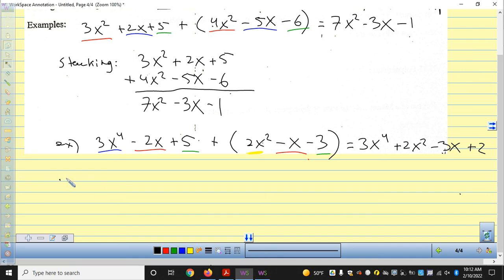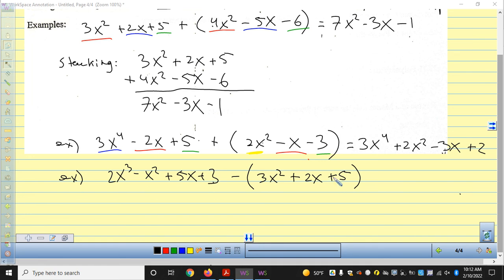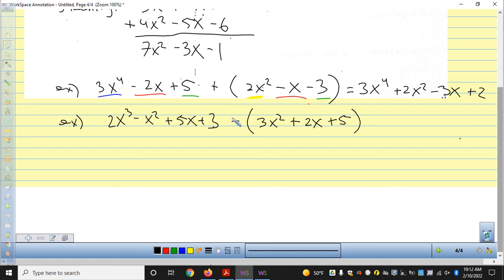All right, let's look at a subtraction example. We're going to subtract these two polynomials. Now we're going to do this two ways. We'll do the combining like terms way, and we'll do the stacking way. When we have a subtraction problem, what I'm going to suggest that you do first is distribute this negative, because we can think of this as negative 1 times this parentheses. We've done this before.